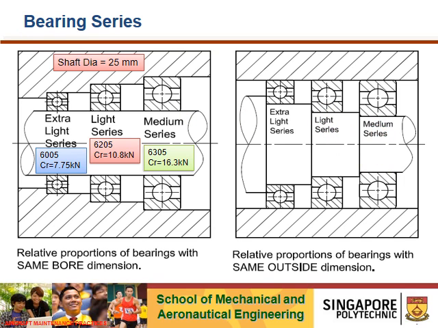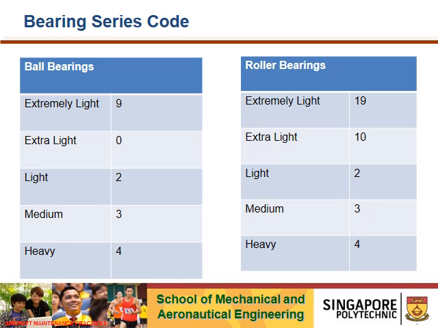What do you mean by the 3? This is the chart given by the manufacturer. Do take note of the series code here. This is referred to ball bearing. This is roller bearing. So please don't jump the gun. Make sure you read the headers correctly. If you are working on ball bearing, you see there's a 9, referring to extremely light. Extra light, light, medium, heavy. So these are the types of loading condition you will select on the bearing.